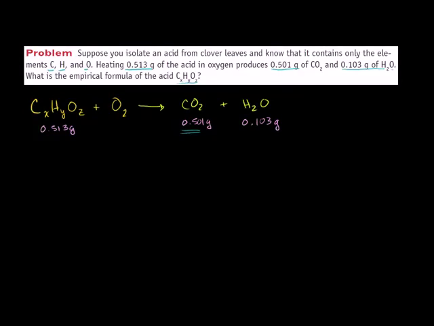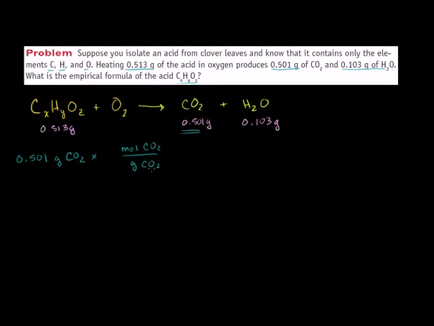So first, let's just figure out the moles of carbon in our product. And the only product here that had carbon was the carbon dioxide. And that'll tell us how many moles of carbon we had in our original mystery acid over here. So we end up with 0.501 grams of carbon dioxide. And we want to convert this into moles of carbon dioxide. So we want to multiply this times moles of carbon dioxide per grams of carbon dioxide. And if you care about dimensional analysis, you know that these grams of carbon dioxide will cancel out with these grams of carbon dioxide.